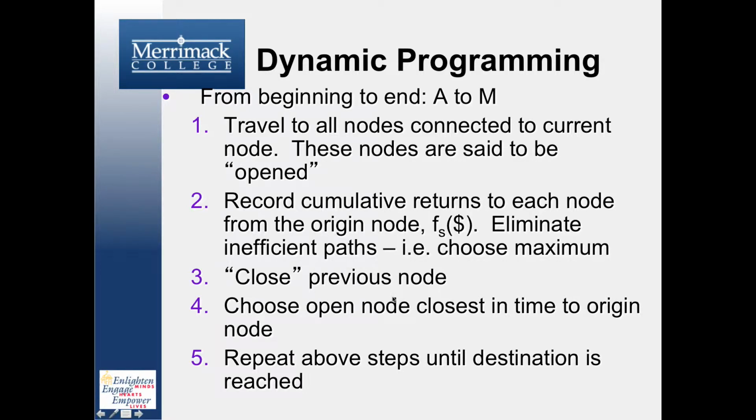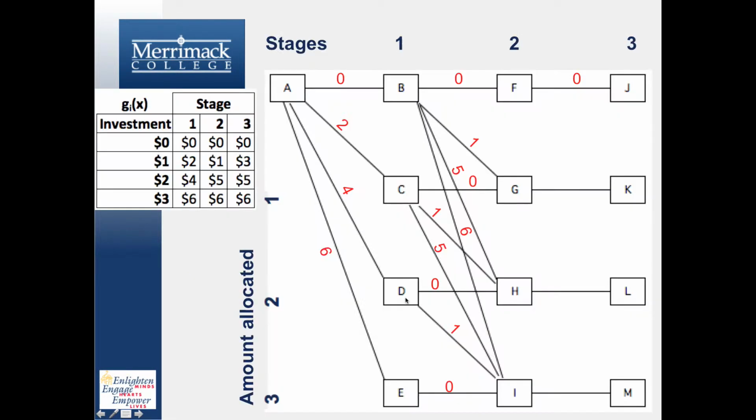Close the previous node, choose the open node closest in time. Well, that's not the case. Choose the node that has the highest return, I should have said here, and then repeat the steps. I just copied and pasted the previous algorithm. They are the same, basically.